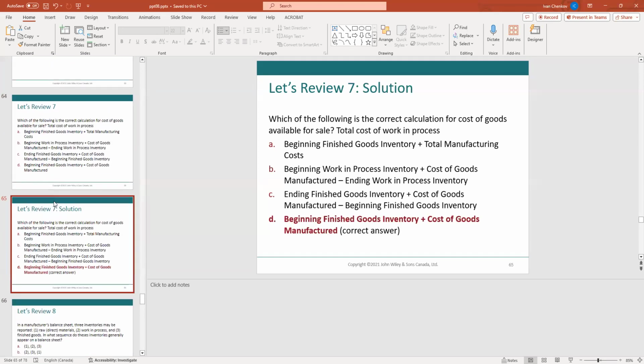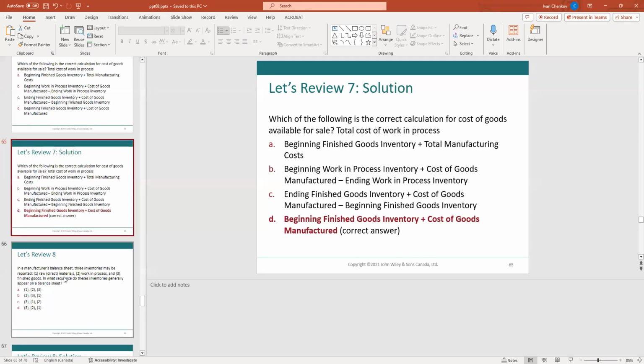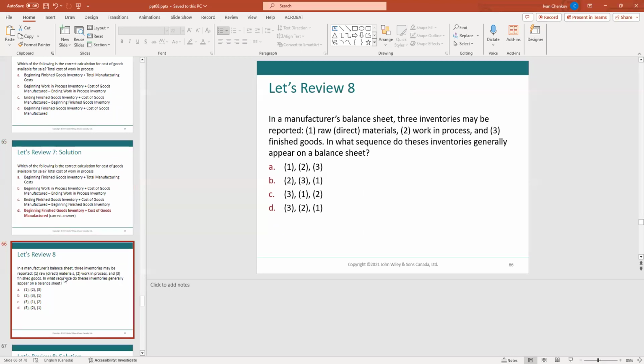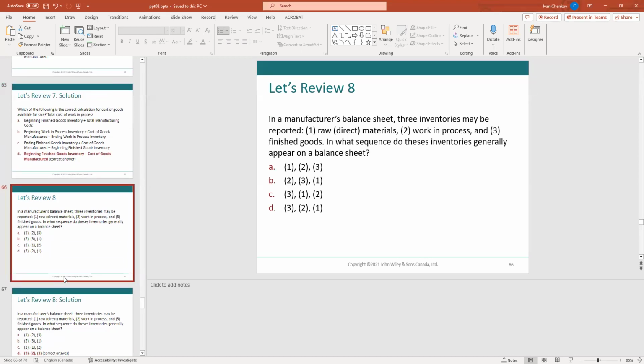Let's try this one. On a manufacturer's balance sheet, three inventories may be reported: one, raw material, two, work in process, and three, finished goods. In what sequence do those inventories generally appear on the balance sheet? Which one is first, which one is second, which one is the last? A, raw material, work in progress, finished goods first. D, work in progress, finished goods. What will be the correct one? A. A.